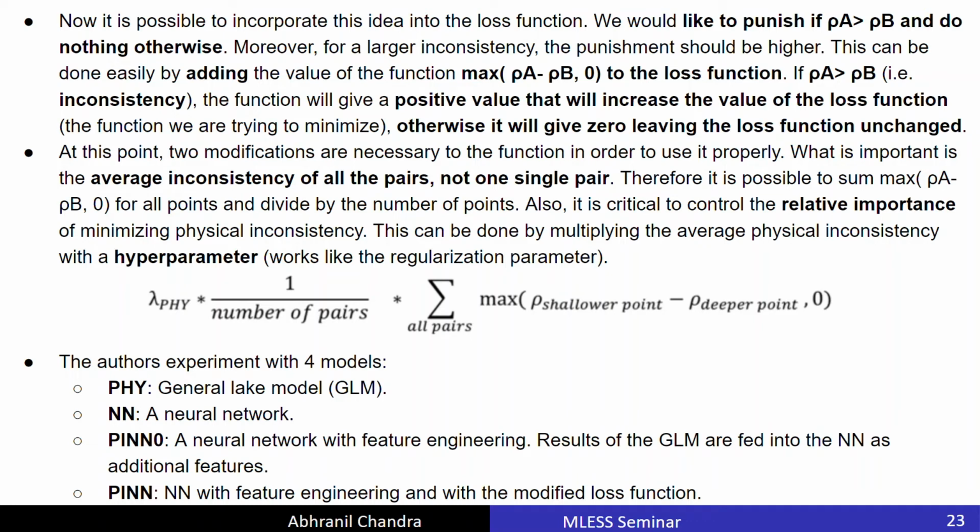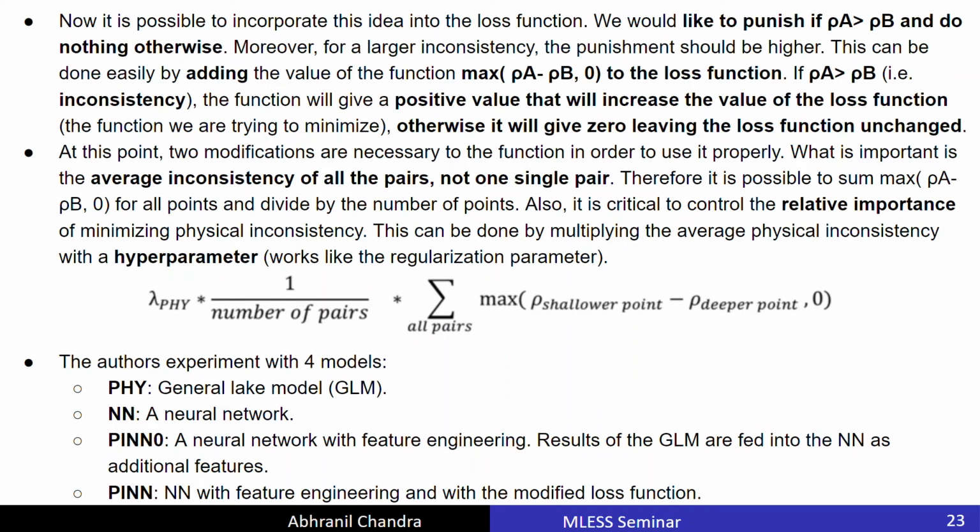And we'll add that to the loss function, thus increasing the loss function, which we need to minimize. Otherwise, it will give 0, leaving the loss function unchanged. At this point, two modifications are necessary to the function in order to use it properly. What is important is that we want the average inconsistency over all pairs of points, not a single pair of points. Thus, it is possible to take the sum of the max of rho A minus rho B, 0 for all sets of points, divide by the total number of pairs of points.